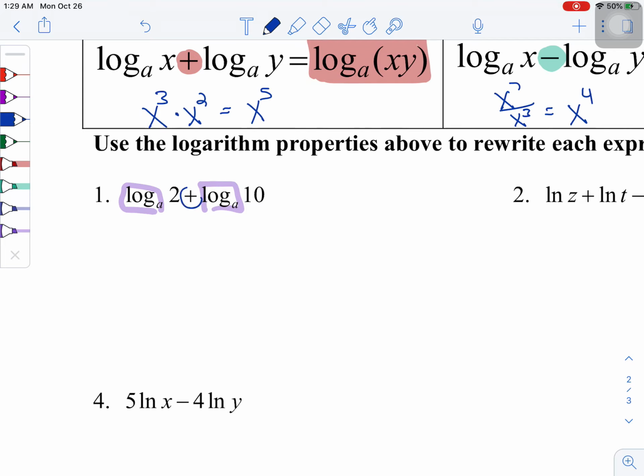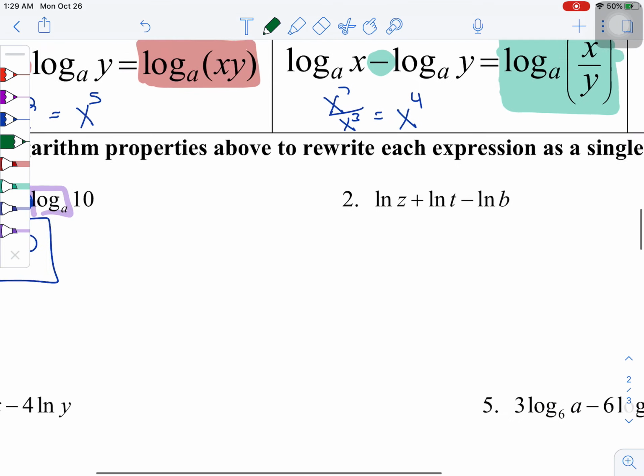So they do in this case, and we are dealing with addition. So I can take these two different logarithms and multiply the two arguments together. So 2 times 10 is 20. So as a single logarithm, that would be log base a of 20.